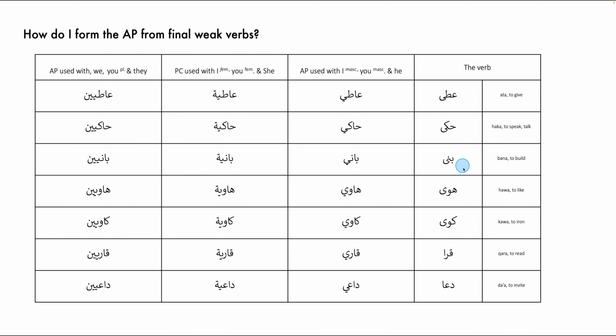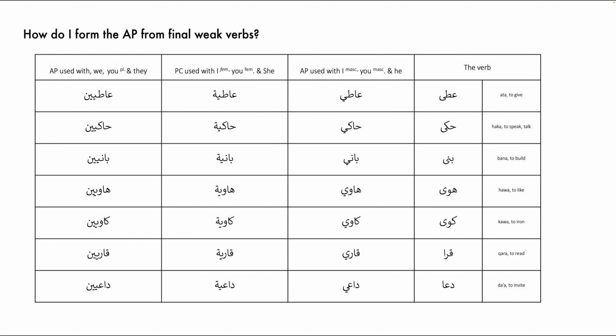And here in this section, we've got a number of Final-weak verbs, such as ata, to give, haka, to say or speak, bana, to build, hawa, to like, kawa, to iron clothes, ara, to read, da'a, to invite. So da'a becomes da'i, da'iye, da'in. Ara becomes ari, ariye, arin.